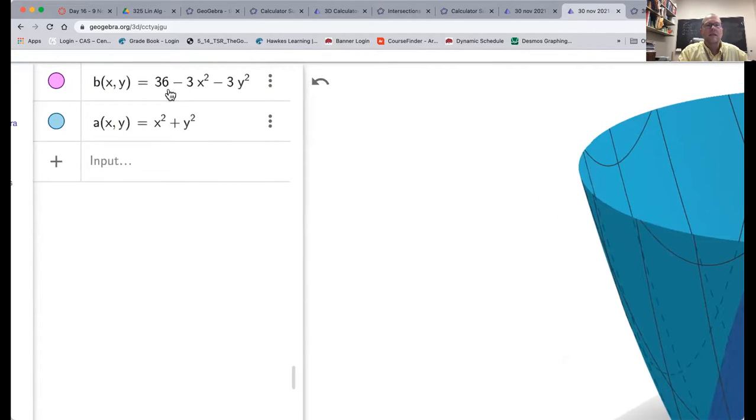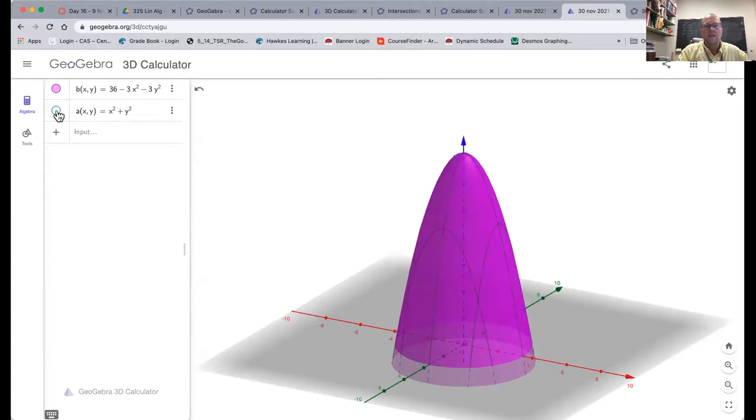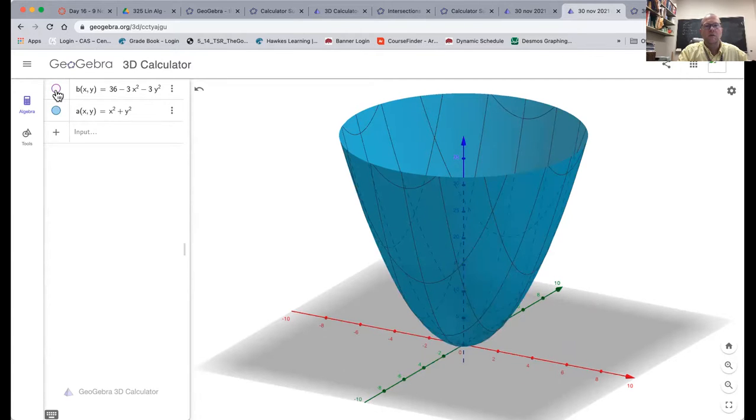All right, so this is what we were looking at there. Notice here's the 36 minus 3x squared minus 3y squared, and here's the x squared plus y squared. So the purple one is the opening down, and the blue one is opening up. And then if you look, you can see that they intersect there somewhere, and it's above the XY plane.